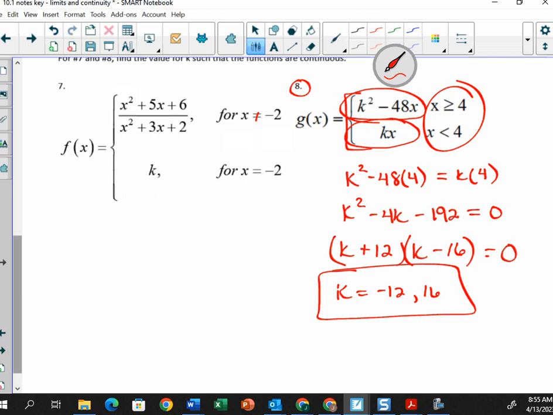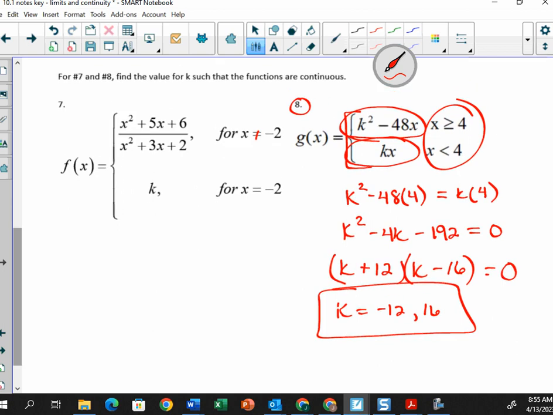We okay? Such that the functions are continuous. So we're assuming this is continuous. No, we don't know that. It's only continuous if k is 16 or negative 12. Wait, it says for number 7 and number 8, find the value for k such that the function is continuous. Right. We are finding the k value to make these functions continuous. Yes. Wait, what's that k comma for next?